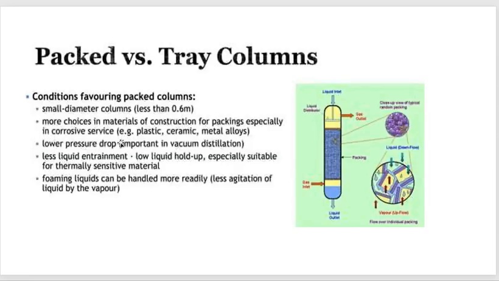Lower pressure drop. For this reason, especially in the vacuum tower, we select the packed column directly. Less liquid entrainment and low liquid holdup, especially suitable for thermally sensitive material, because the trays give you residence time to hold up the liquid, but the packing does not. So if you need less liquid entrainment and low liquid holdup, you have to choose a packed tower. Foaming liquid can be handled more easily through this type of tower.